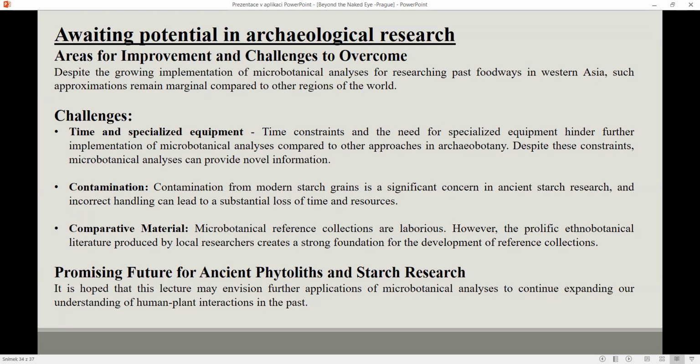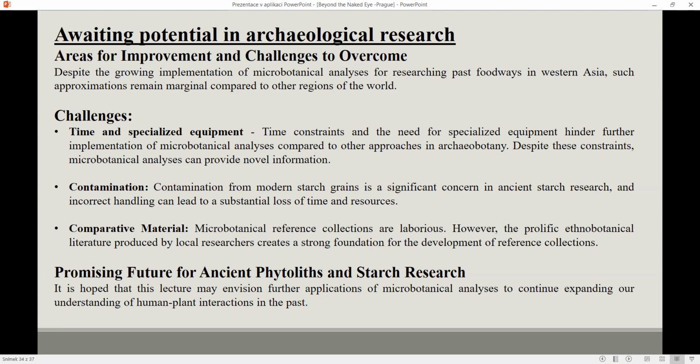So certainly it's a challenge, but although there are various protocols to avoid this kind of contamination of material, I think it's always advisable to have an expert on site to make sure that everything is done correctly and to not lose time and resources on contaminated samples.